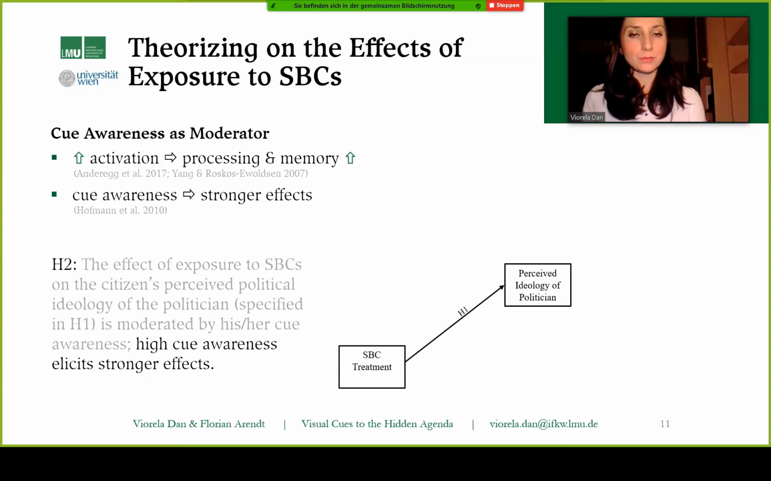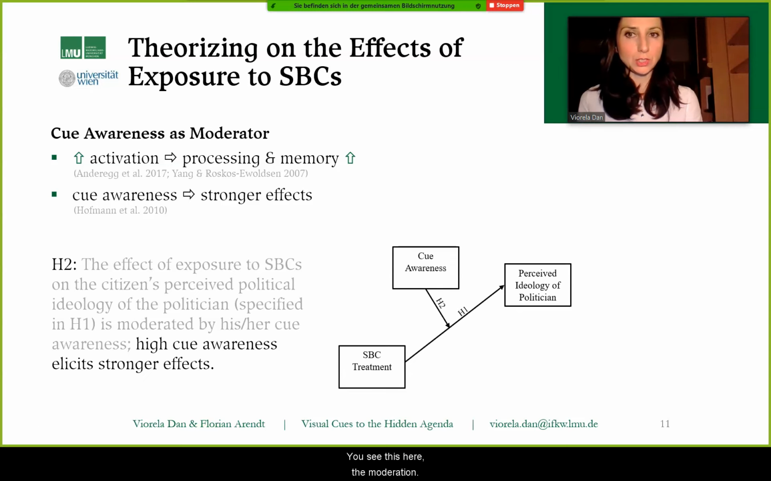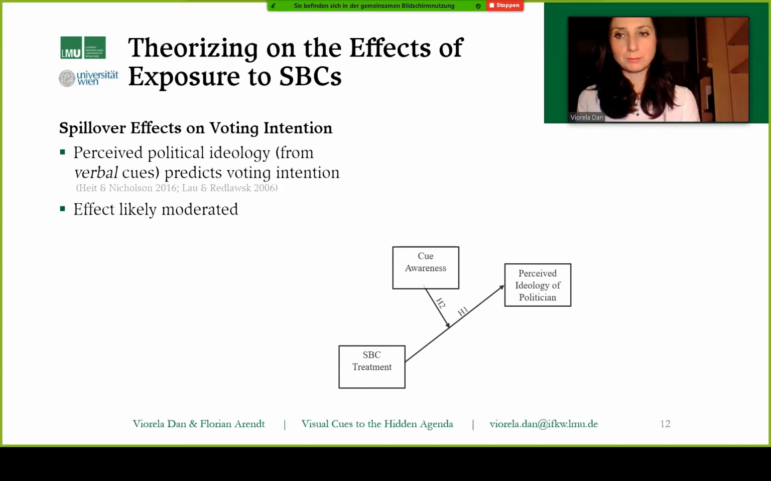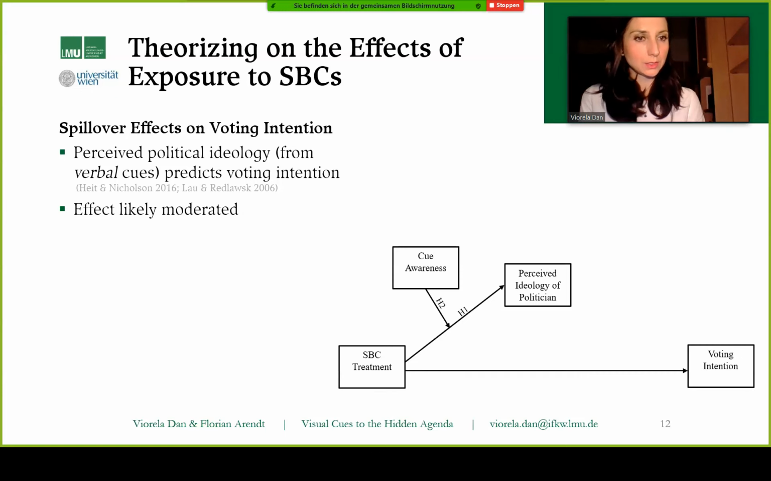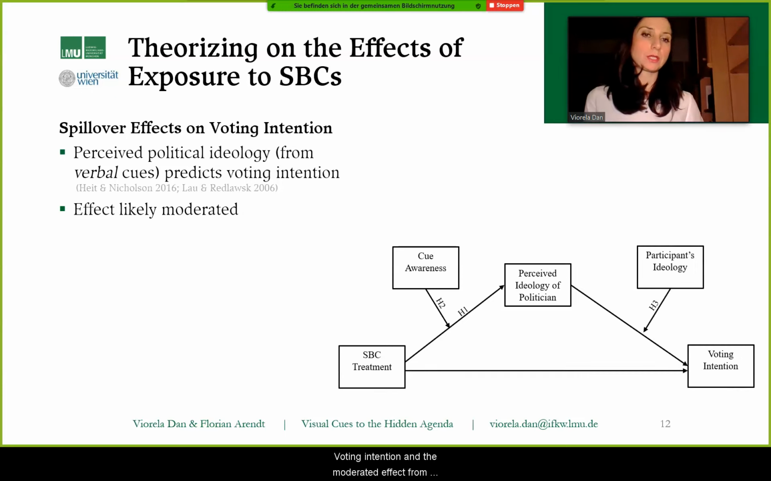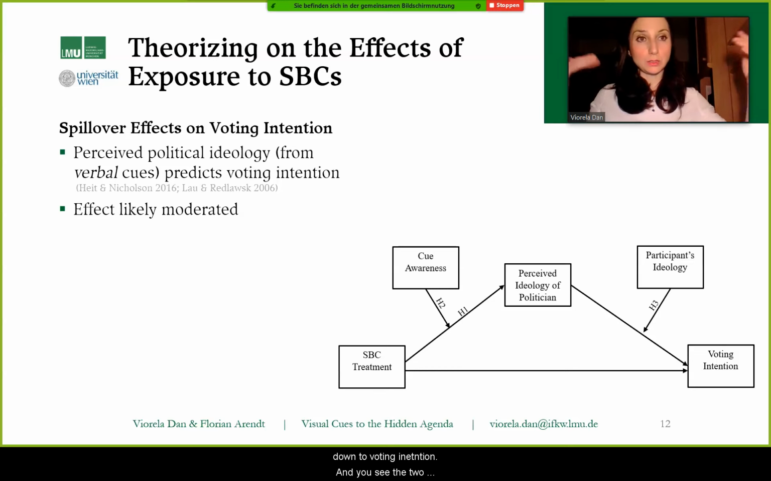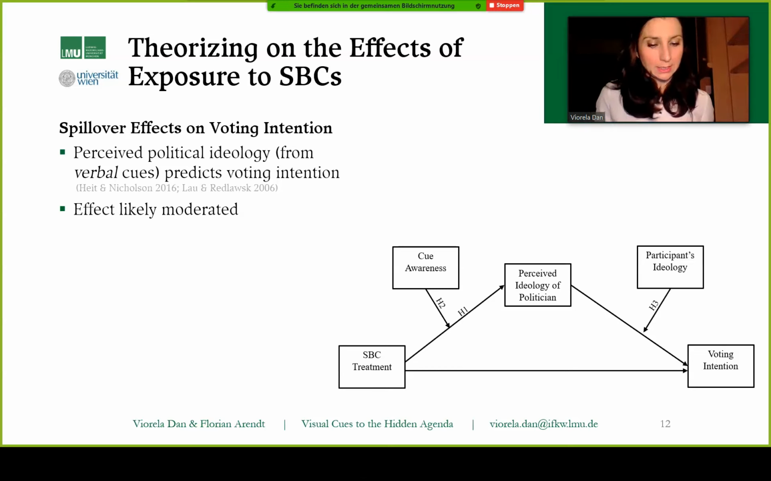Moreover, so you see this here, the moderation. Moreover, we have expected to encounter spillover effects on voting intention. So the perceived political ideology, we know this from the verbal cues literature, would predict voting intention. However, we also expected that this effect would be moderated. So you see it here, voting intention and the moderated effect from SBC treatment to perceived ideology down to voting intention, and you see the two moderations on the side.